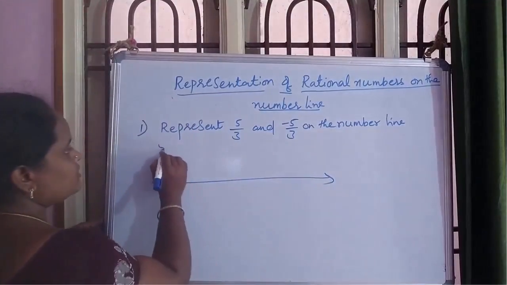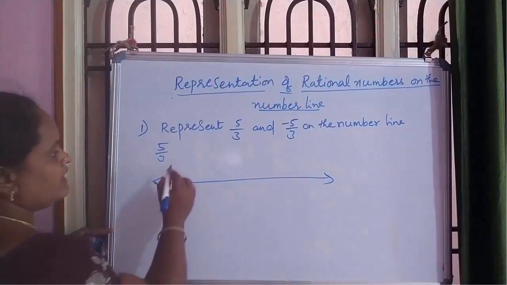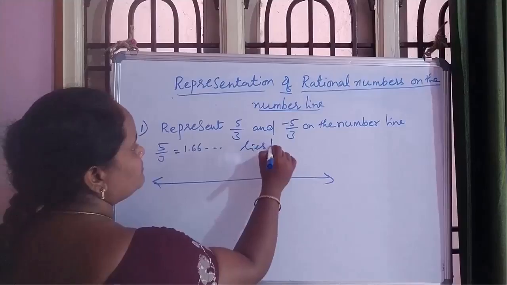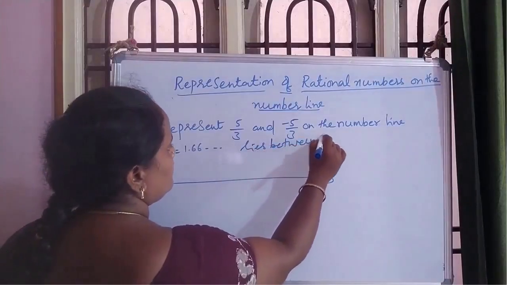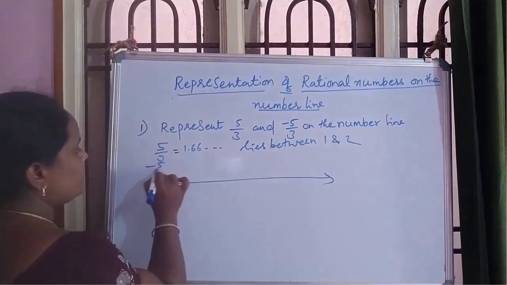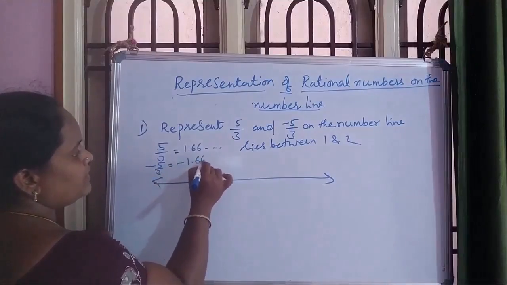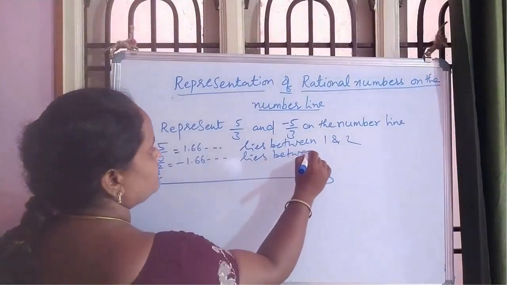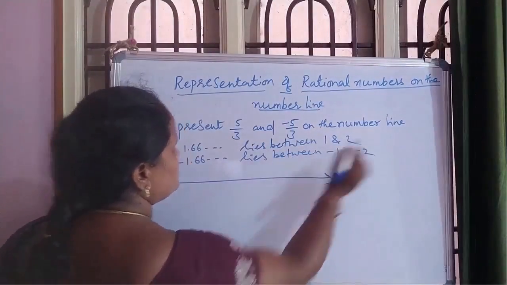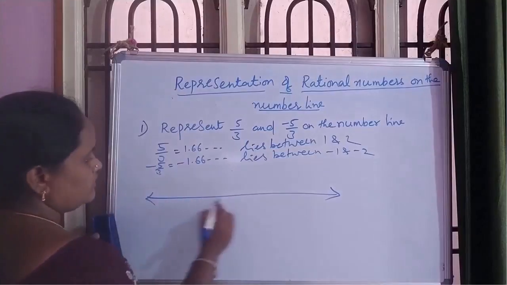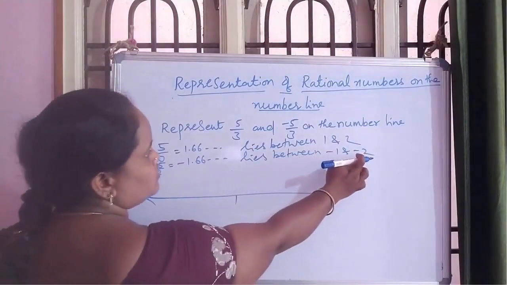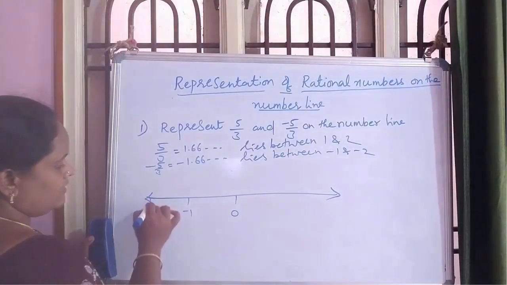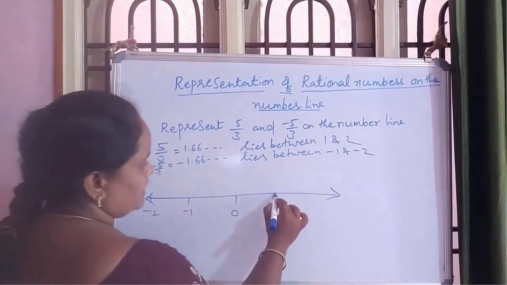Here also we find the decimal value of 5 by 3, that is 1.66 and so on. It lies between 1 and 2. Similarly, minus 5 by 3 is equal to minus 1.6 and so on. It lies between minus 1 and minus 2. We draw a number line. In the middle, we need minus 2 to 2. So 0, on the left side minus 1, minus 2, on the right side 1, 2.